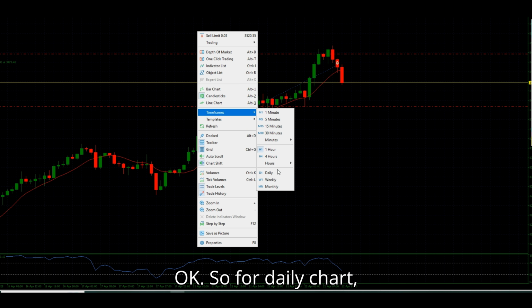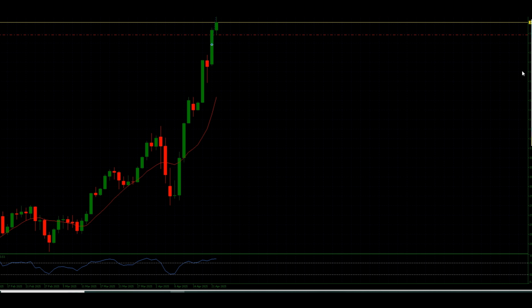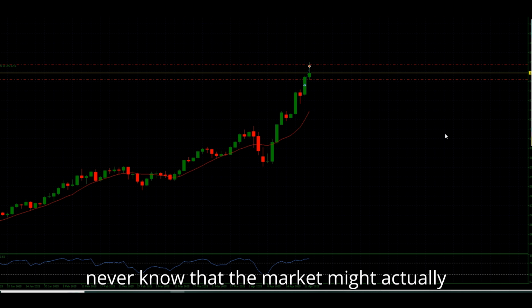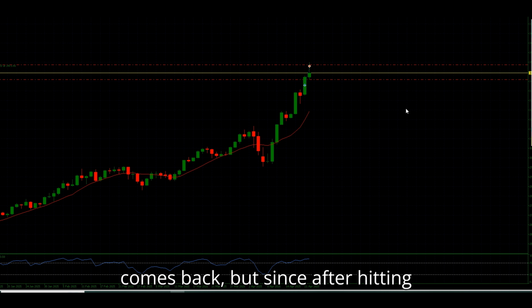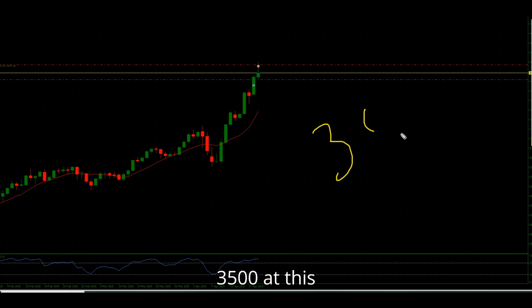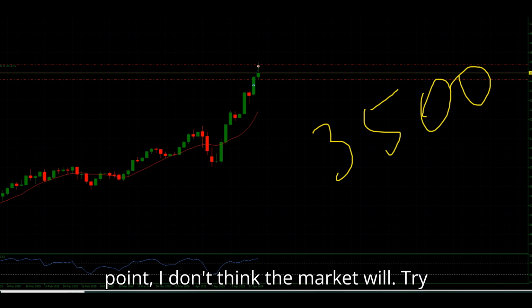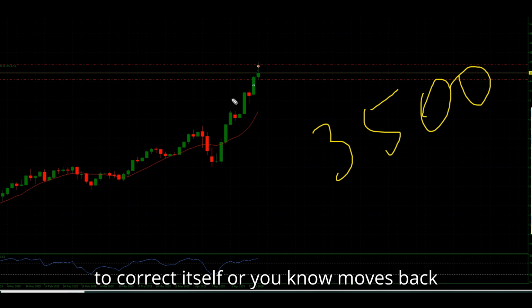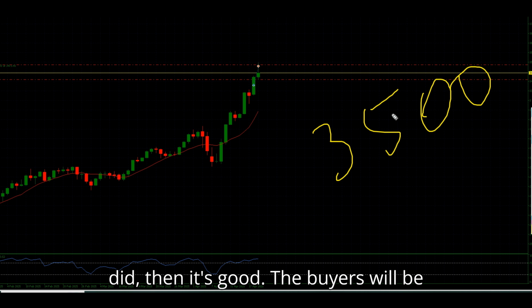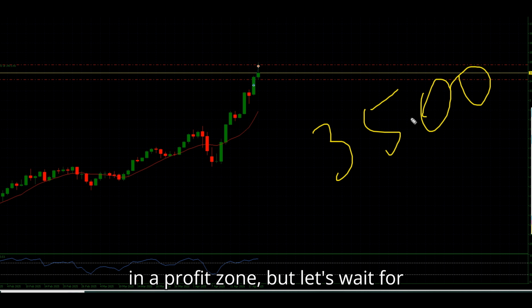For the daily chart, there's a good rejection here, and we never know, the market might come back. But since it hit the round figure of 3,500 at this point, I don't think the market will try to correct itself or move back to that position again. If it did, then it's good. The buyers will be in a profit zone, but let's wait for that.